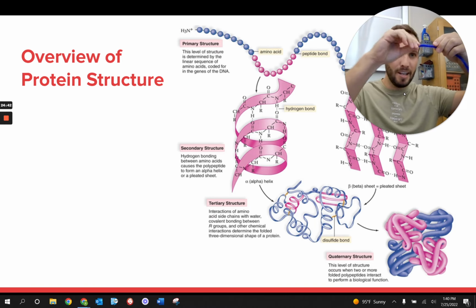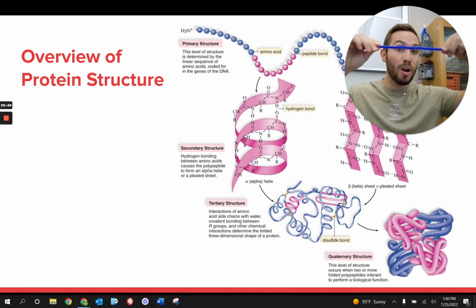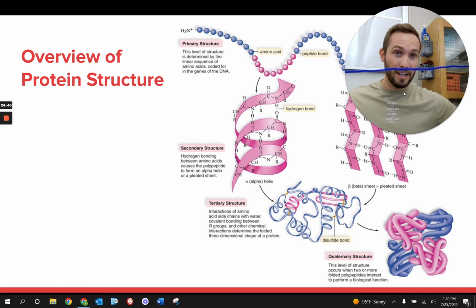the amino acid here, here, here, here, here, here, that's the primary structure. That's level one. First and foremost, you have to put amino acids together, and there are specific amino acids you're putting together in a specific order. It's the primary structure.